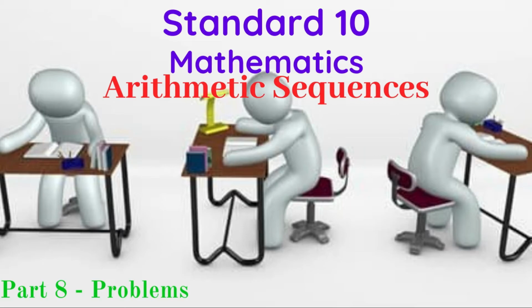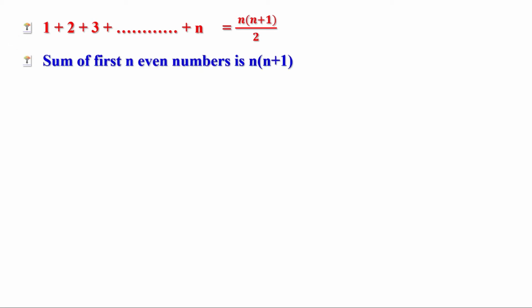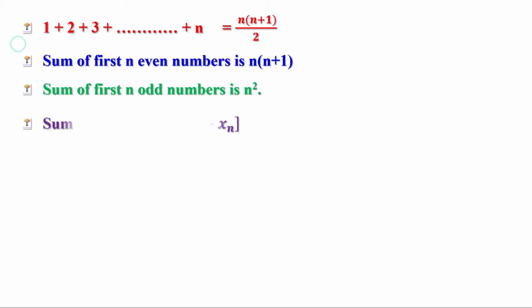In the last video, we have learned how to find the sum of terms of an arithmetic sequence. We have learned the sum of the first n natural numbers is n into n plus 1 by 2. We have also learned the sum of the first n even numbers is n into n plus 1. Then we have learned the sum of the first n odd numbers is n square.